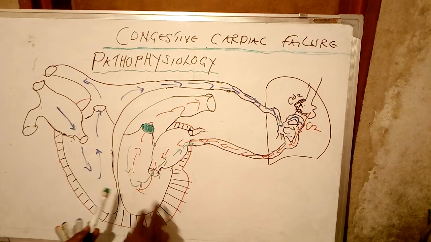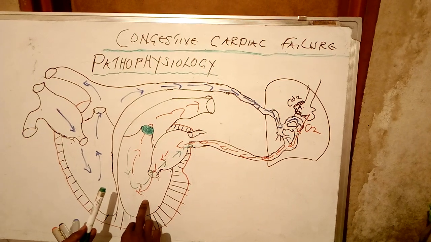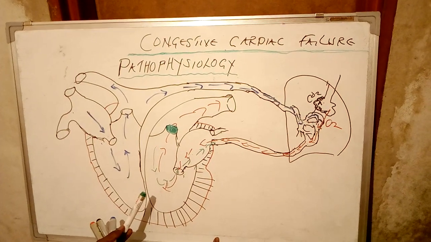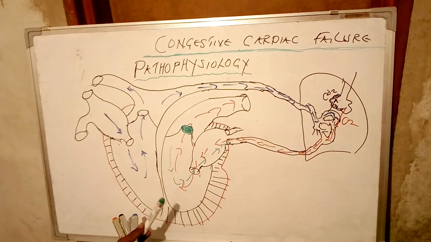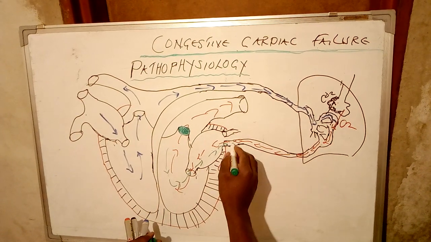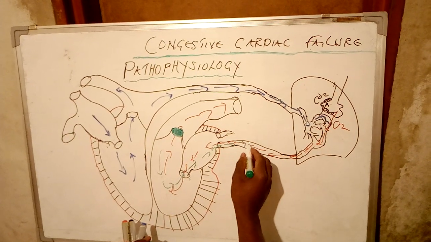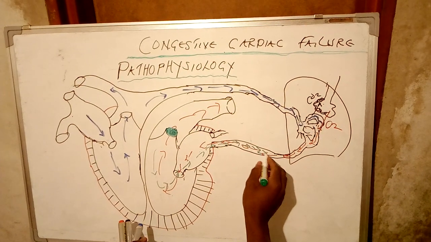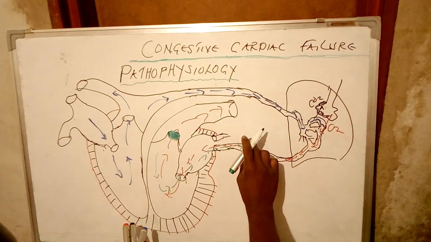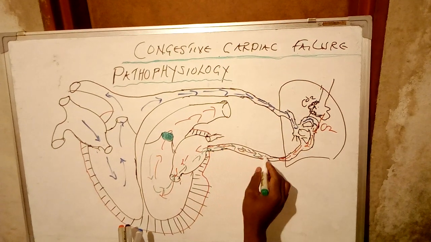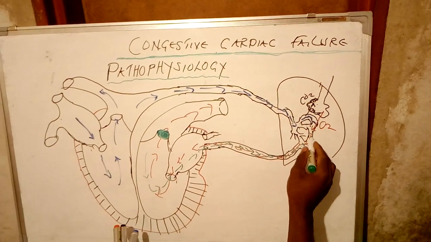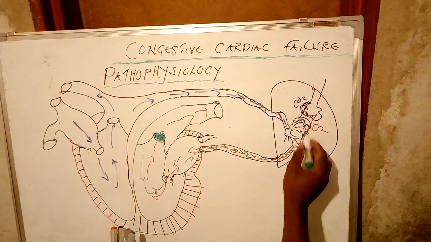Okay, and when this left ventricle is failing, we are saying that the patient has left-sided heart failure. So this blood will start going back into the pulmonary veins. There will be increased pressure in this pulmonary vein because of backflow of blood. So once this blood is going back, the blood is going to build up in the lungs, okay?